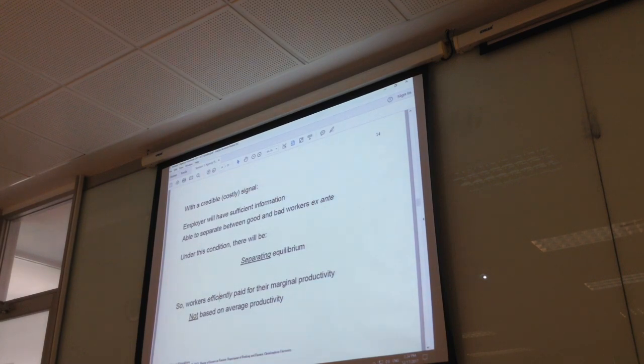So, given that the signal works, that is, the signal is a costly signal, it's too expensive for the bad type to send, the employer will then have enough information to separate between the good and bad workers, ex ante. What does it mean in terms of reality here? Ex ante is before the fact, in terms of prediction. But here, we can refer it to the point of signing the contract. We have not signed the contract yet. We're still trying to identify who's good, who's bad.